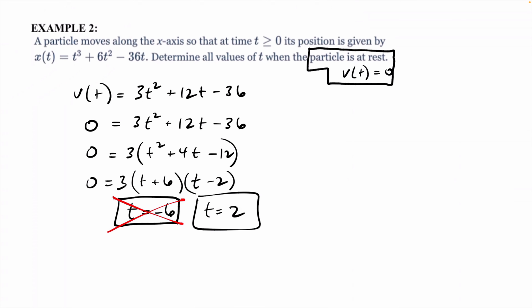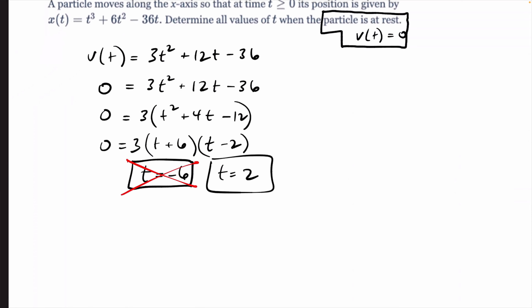Time can never be negative. Can velocity be negative? Yes. Can acceleration be negative? Yes. Can position be negative? No. Oh, wait, yes, it can, because if it's on the number line, it can be in the negatives. Position can be negative.